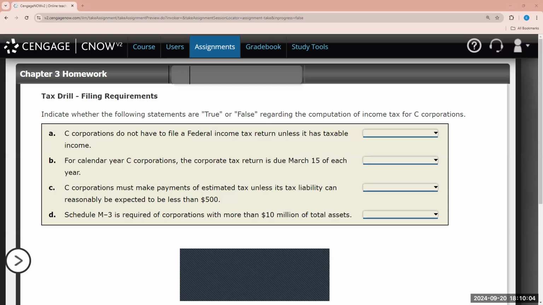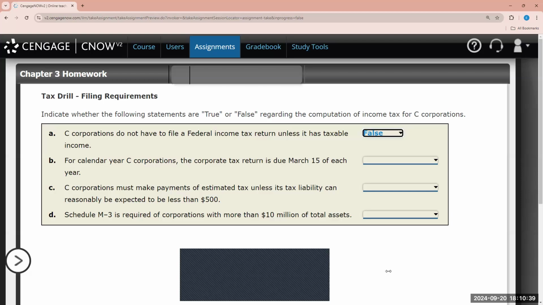A C corporation has to file a federal income tax return whether or not they have taxable income. So even if the corporation has no income, no expenses, per the federal tax law, a corporation is required to file a federal income tax return. If a corporation began or stopped operations during the year, in such case, they would file what's called a short period return, which is a return for less than 12 months. But this first option is false.